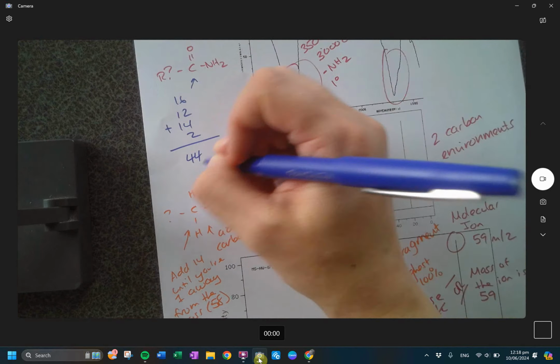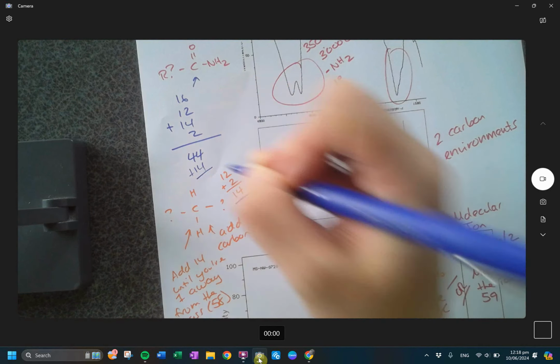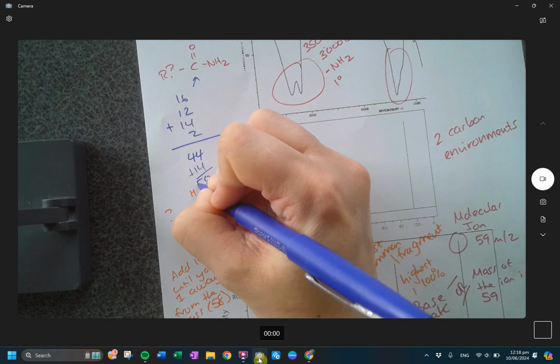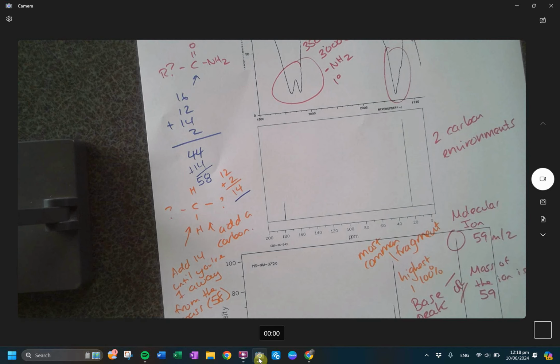So I have 44, I add 14, I'm at 58. I only have 2 carbons here.